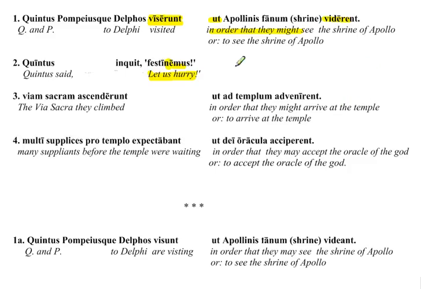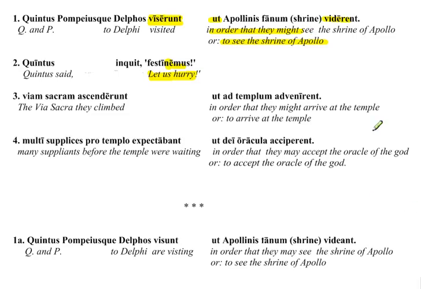Now, a much easier way to translate these clauses, and it will pretty much work every time, is just translate it like it's an infinitive. Even though it's not an infinitive, translate it like it's an infinitive. To see the shrine. Why? Because we don't use the subjunctive in these clauses. We don't say may and might very often. So why not say it in normal English? To see the shrine of Apollo.